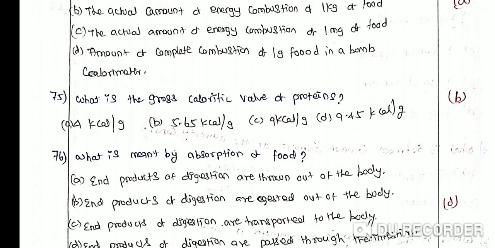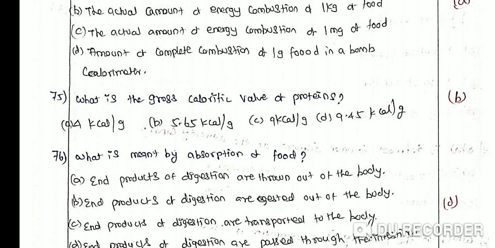What is the gross calorific value of proteins? Option A, 4 kilocalorie per gram. Option B, 5.65 kilocalorie per gram. Option C, 9 kilocalorie per gram. Option D, 9.45 kilocalorie per gram. The correct answer is option B, 5.65 kilocalorie per gram.